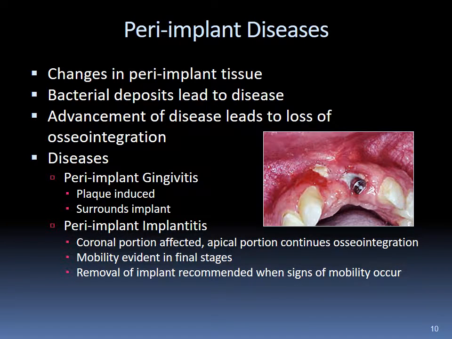Peri-implant changes may be an indication that disease is present. The accumulation of bacterial deposits can lead to disease and loss of osseointegration. Two diseases are most common: peri-implant gingivitis and peri-implantitis. Peri-implant gingivitis is caused by plaque accumulation around the implant. Peri-implantitis is evident around the coronal portion of the implant, while the apical portion continues to maintain osseointegration. In the final stages of this disease, mobility is evident. The removal of the implant is recommended when signs of mobility occur to reduce the loss of supporting bone.